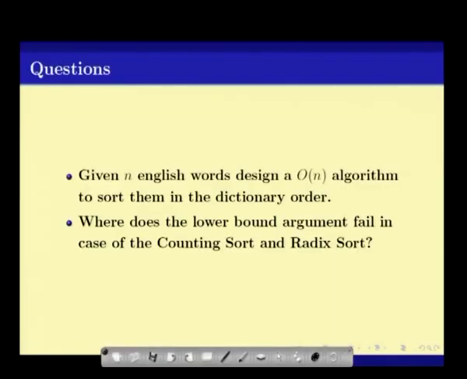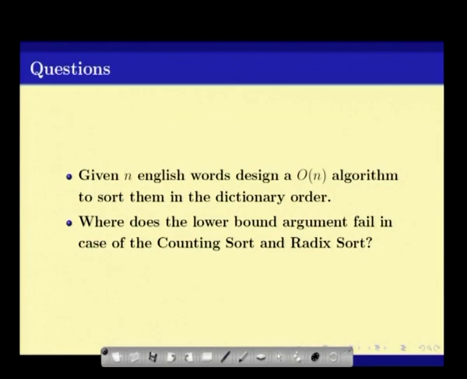The other question is something that you should go and think about. I gave you a lower bound argument in the last lecture, but where does it fail in the case of counting sort and radix sort? It is true that counting sort and radix sort are not comparison based algorithms, and they do not work for all inputs, but in this argument where does it fail exactly?